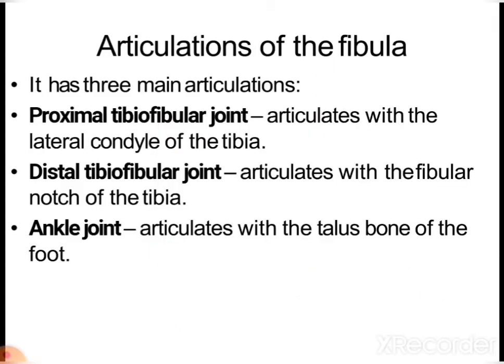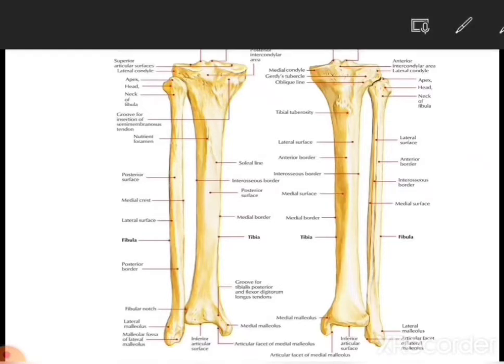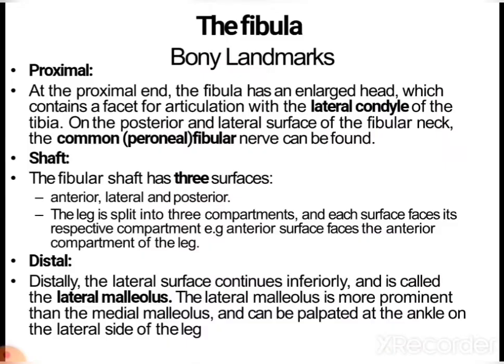Now the articulations of the fibula. It has three main articulations, that is, three main joints formed by this bone. The proximal tibiofibular joint, which articulates with the lateral condyle of the tibia at the upper end. The distal tibiofibular joint, which articulates with the fibular notch of the tibia. Then the ankle joint, which articulates with the talus of the foot. So two of these articulations are shown in this image. The proximal is with the upper end of the tibia and this is the distal with the lower end of the tibia.